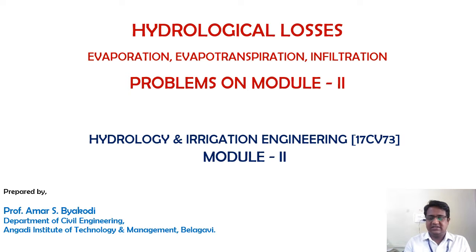So in this session we are going to start with the problems on module 2. In these problems we are going to solve with respect to the infiltration indices, that is your phi index and W index. Along with that we are going to solve the problems on infiltration curve, that is for the infiltrometers, that is single and double ring infiltrometers. Okay, so let us check out these problems from the question paper first, and then we'll go for the solution of those.